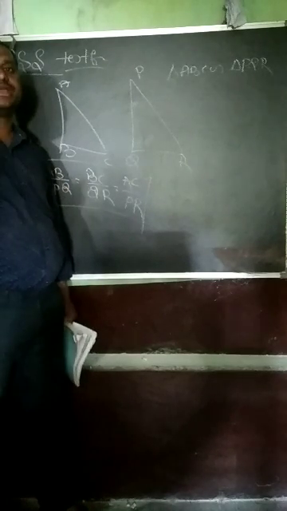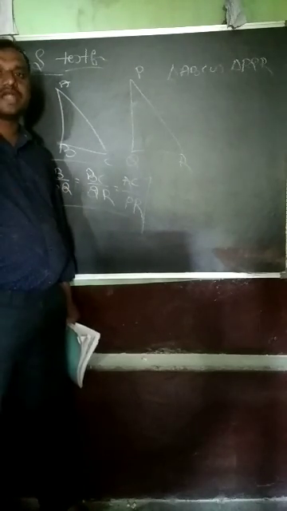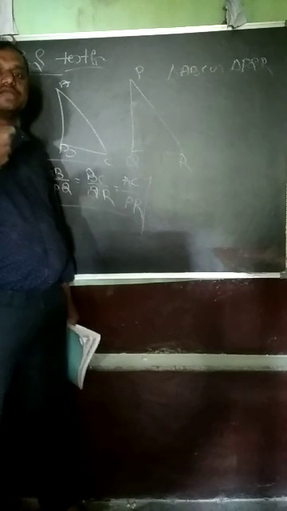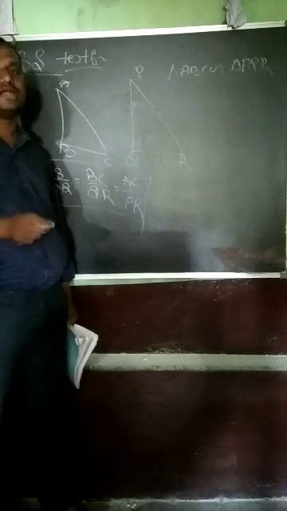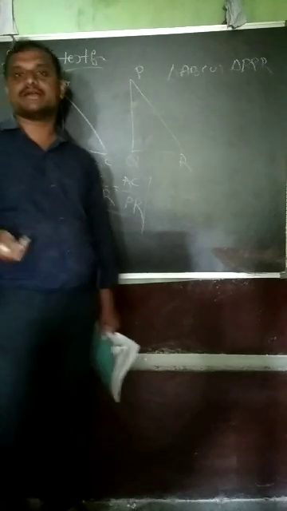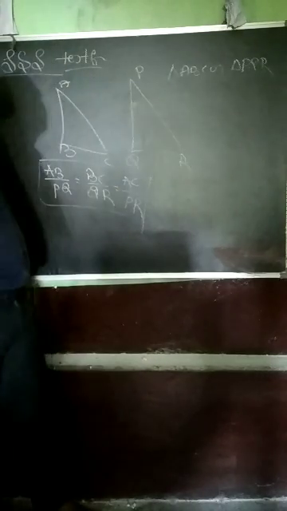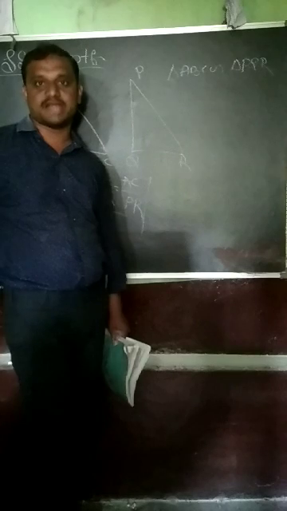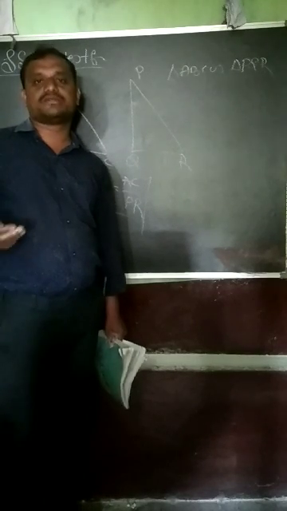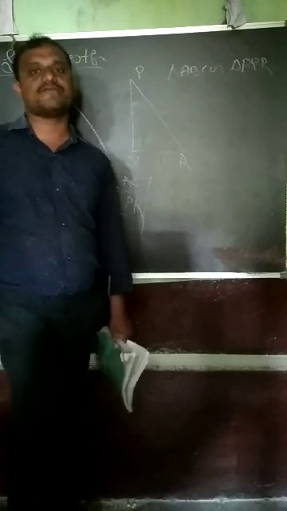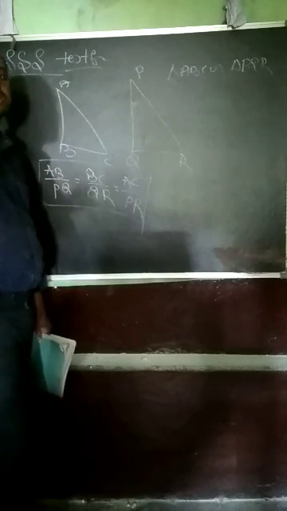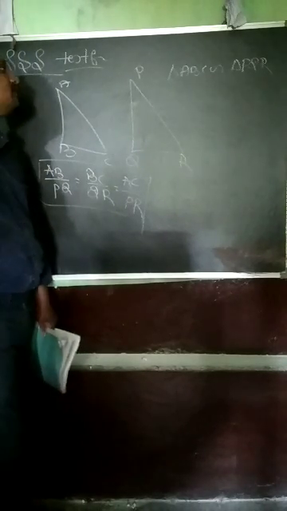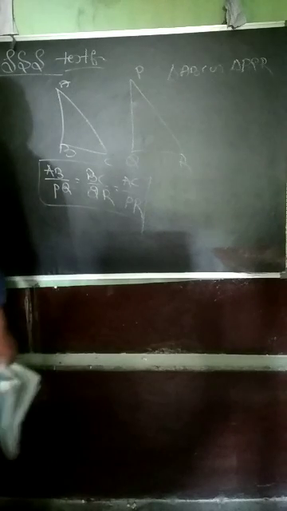And SAS means two sides and one angle. If two sides and the included angles of two triangles are equal, then the two triangles are similar. SSS just means side test. If the three sides of a triangle are equal to the three sides of another triangle, then the two triangles are similar.